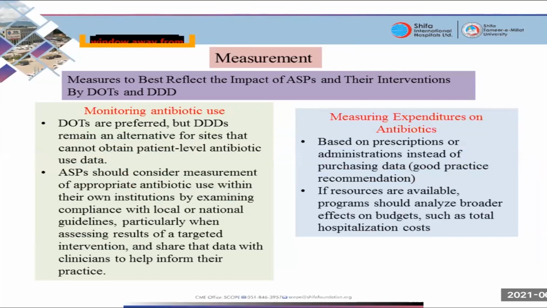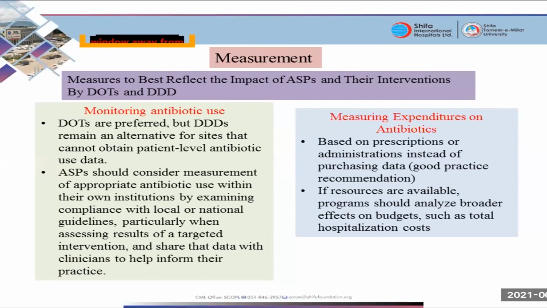ASP should measure the use as it gives you an idea whether your stewardship efforts have decreased the antimicrobial use or not. And even if the use is increased in a certain specialty, then you can target that specialty and put your focus on that one. So two standardized methods are days of therapy and defined daily doses, which can be used for the measurement of antimicrobial use. Days of therapy are preferred over defined daily doses.